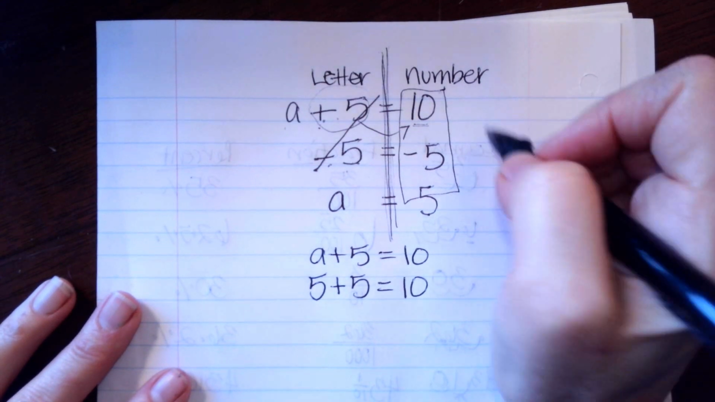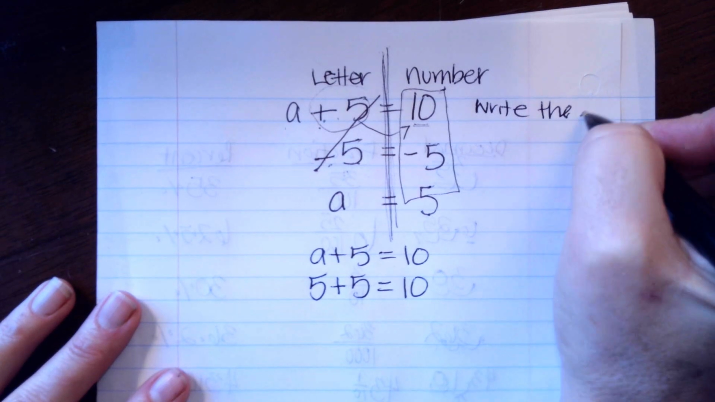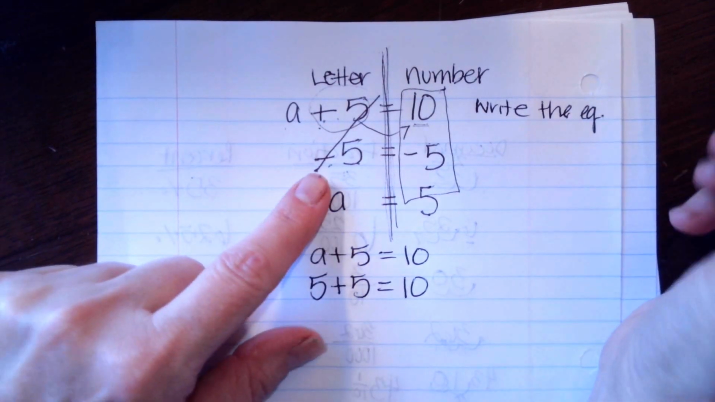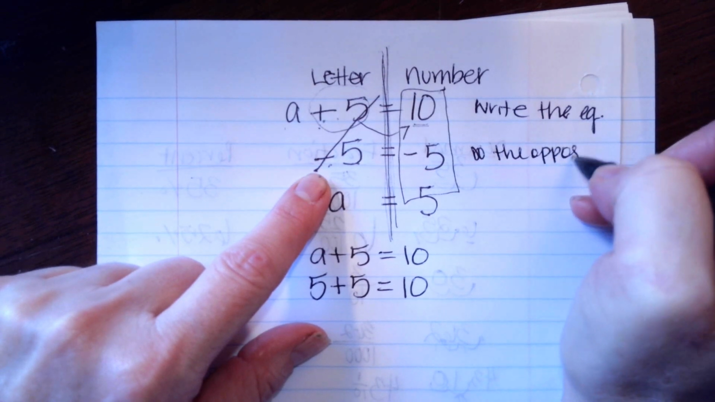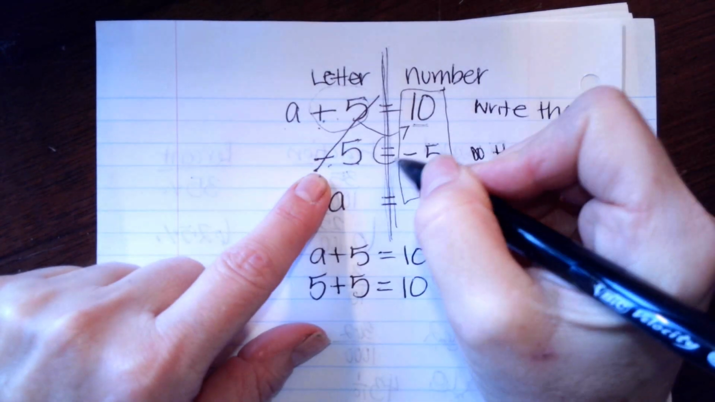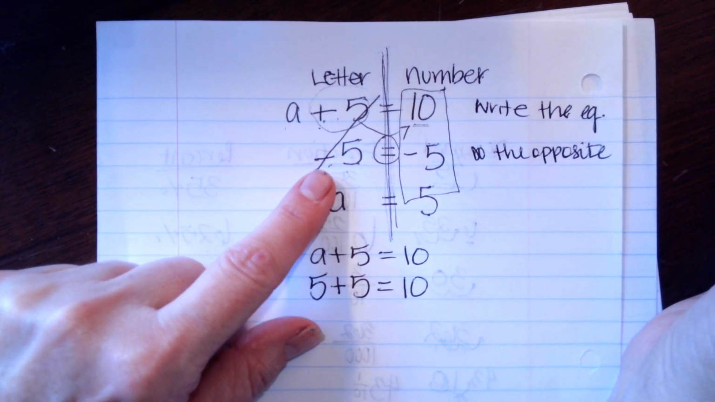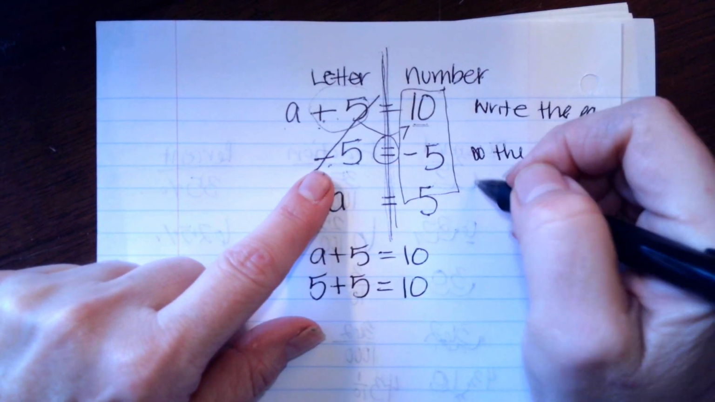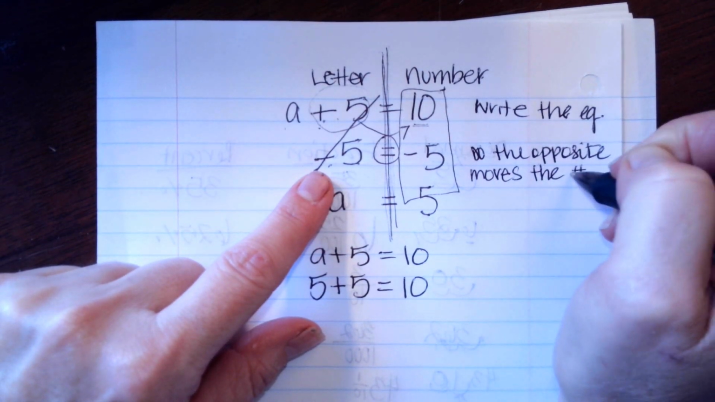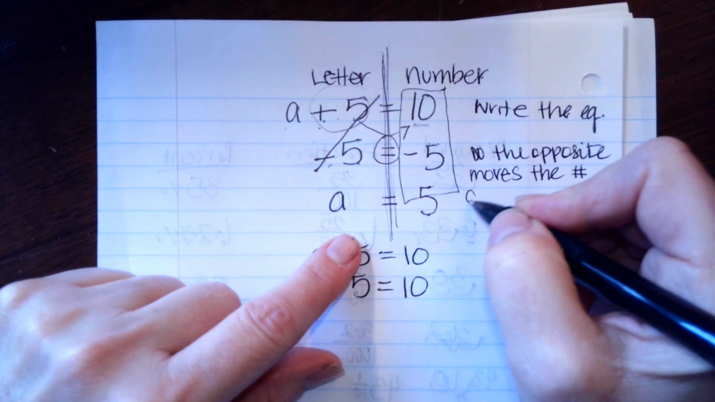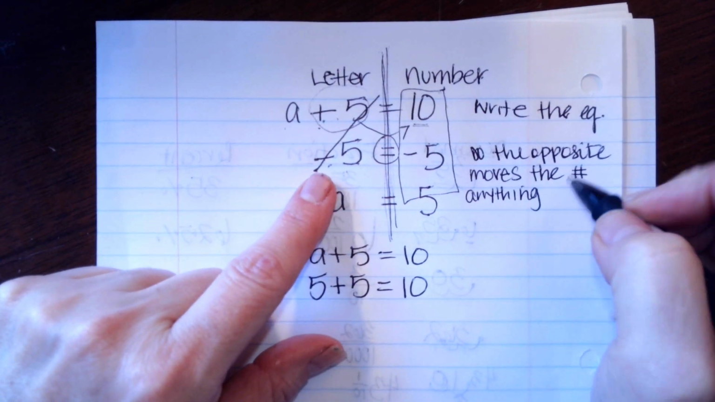First step, you write the equation. Second step is you do the opposite so that you get the letters on one side of the equation, which is the equal sign, and numbers on the other side of the equation. So when they're doing something, you do the opposite, and that moves the number over to the other side. Anything you do to one side of the equation, you do to the other.